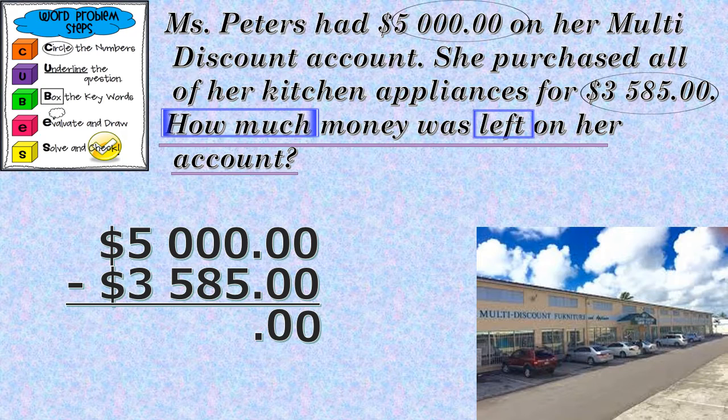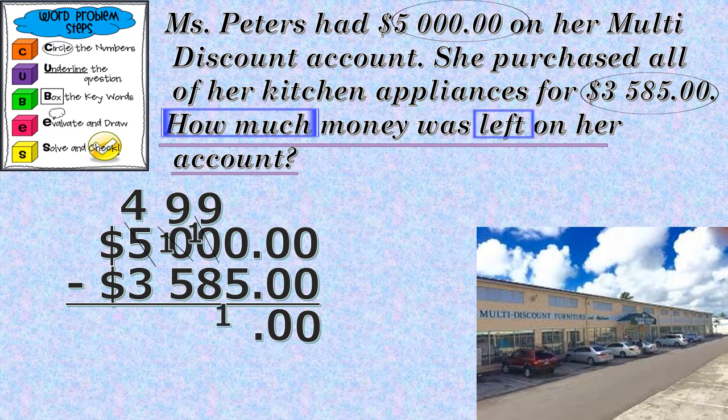5 ones from 0 ones cannot work. Go over to your tenths column. Still cannot work. Go over to your hundredths column. Still cannot work. Rename 5,000 as 4,000. Go back to your hundredths column. You have 10 hundredths. Rename 10 hundredths as 9 hundredths. Go to your tenths column. You now have 10 tenths. Rename 10 tenths as 9 tenths.